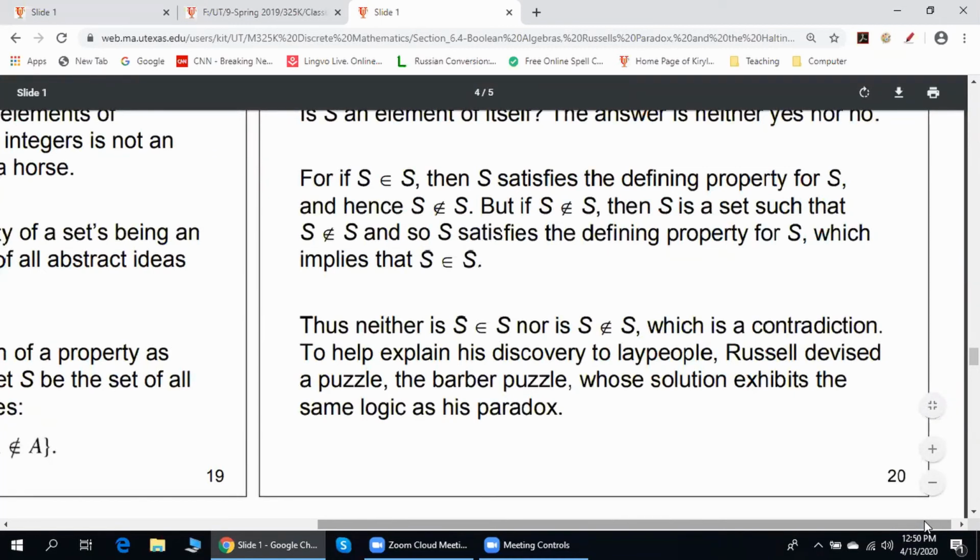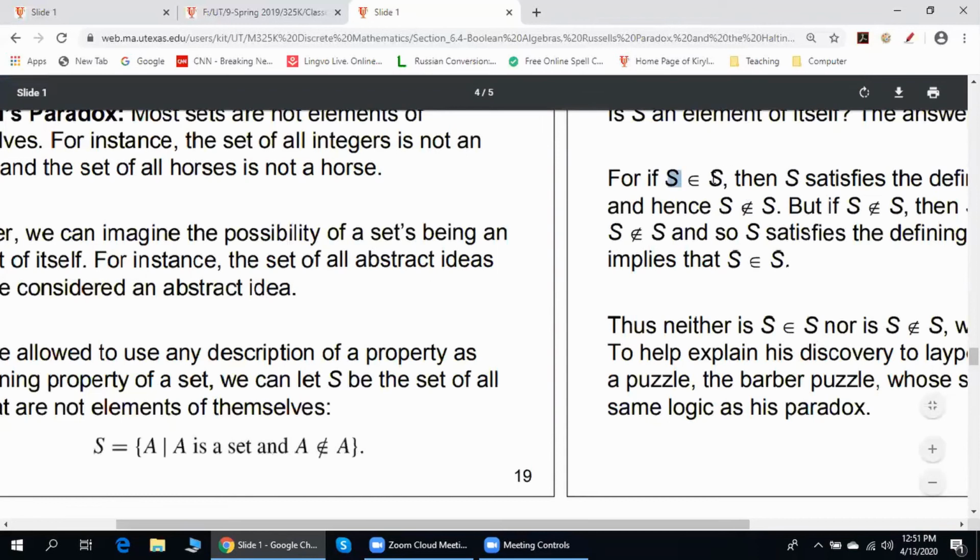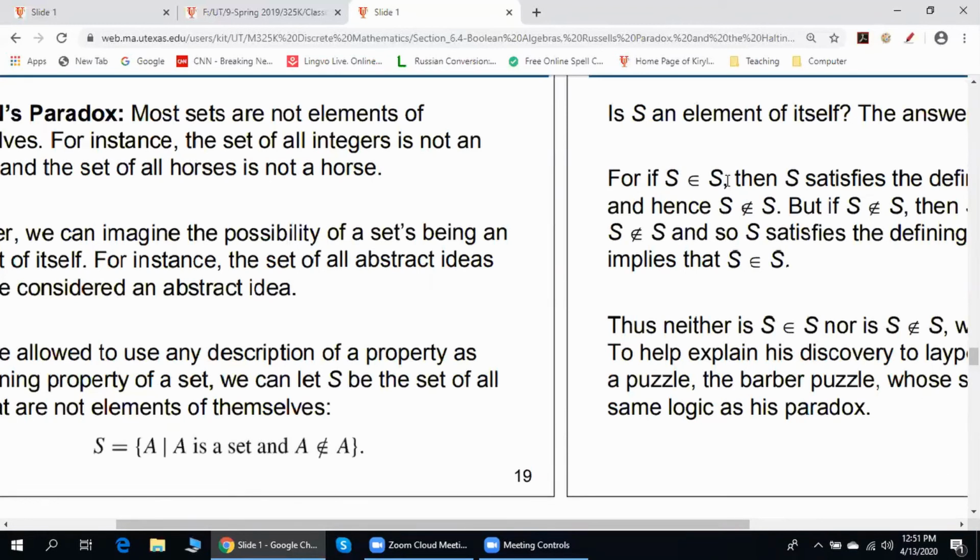Can you explain this once again? Yes. So set S consists of all sets A that satisfy the following property: A is not an element of itself. Now, for set S, there are 2 possibilities. S by itself is an element of itself, or S by itself is not an element of itself. Now, in both cases, we get a contradiction.